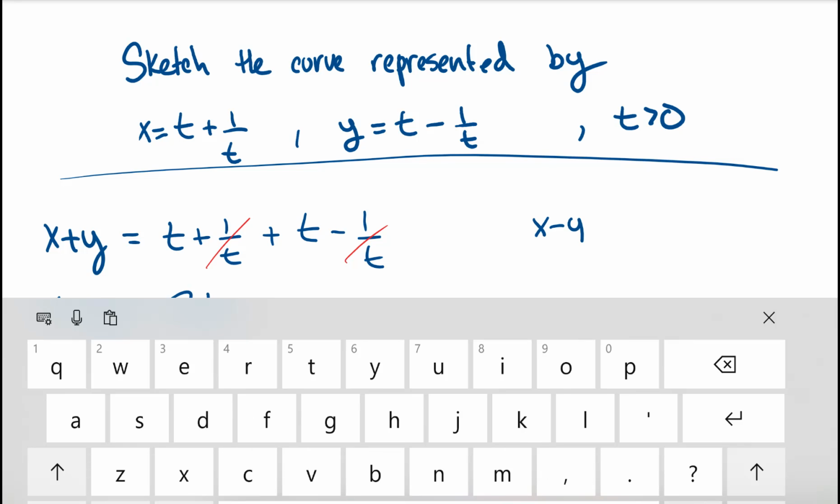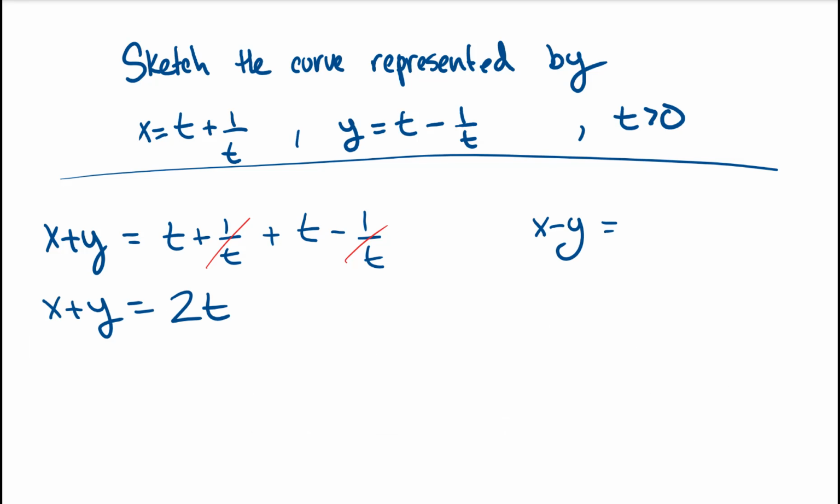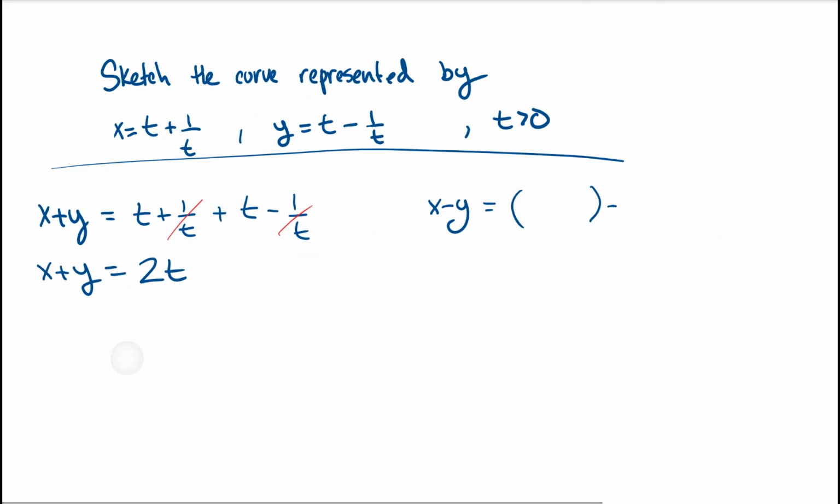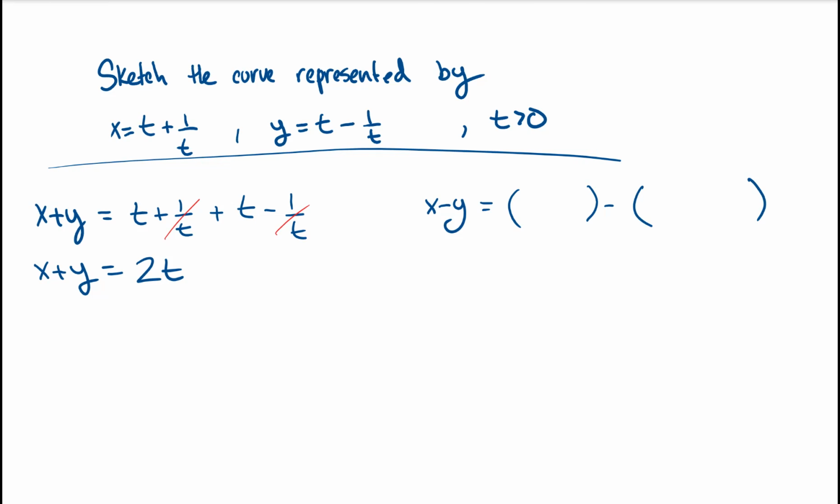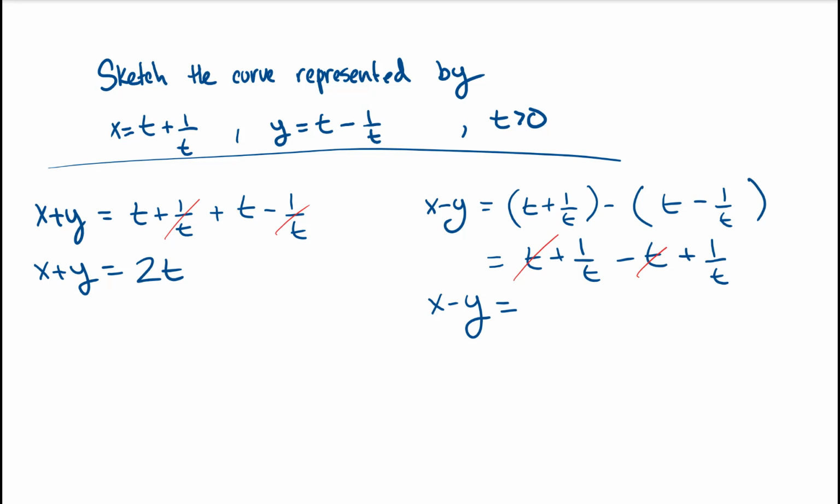Let's look at what x minus y is. Now, this one we need to be a little bit more careful with. Maybe use some parentheses in here. So we're going to do x minus y: t plus 1 over t minus t minus 1 over t. Let's put all our parentheses through this, and it's t plus 1 over t minus t plus 1 over t. This time we're going to lose just the t's, and we find that x minus y is actually equal to 2 over t.